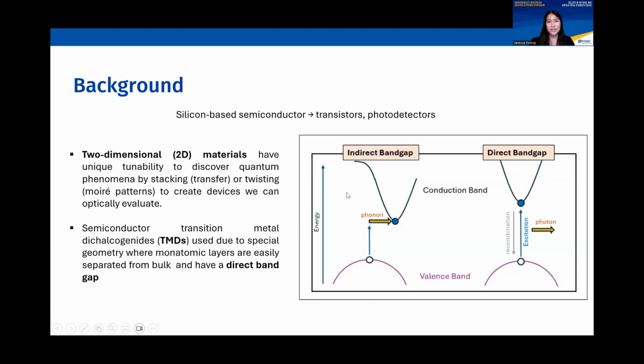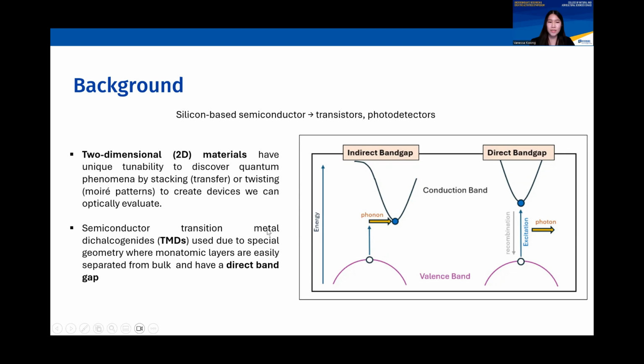So condensed matter research has been largely relevant in the development of transistors and photodetectors. And of this research, there's a large focus on 2D materials, which have unique tunability to discover quantum phenomena by either stacking or twisting them to create devices that we can optically evaluate.